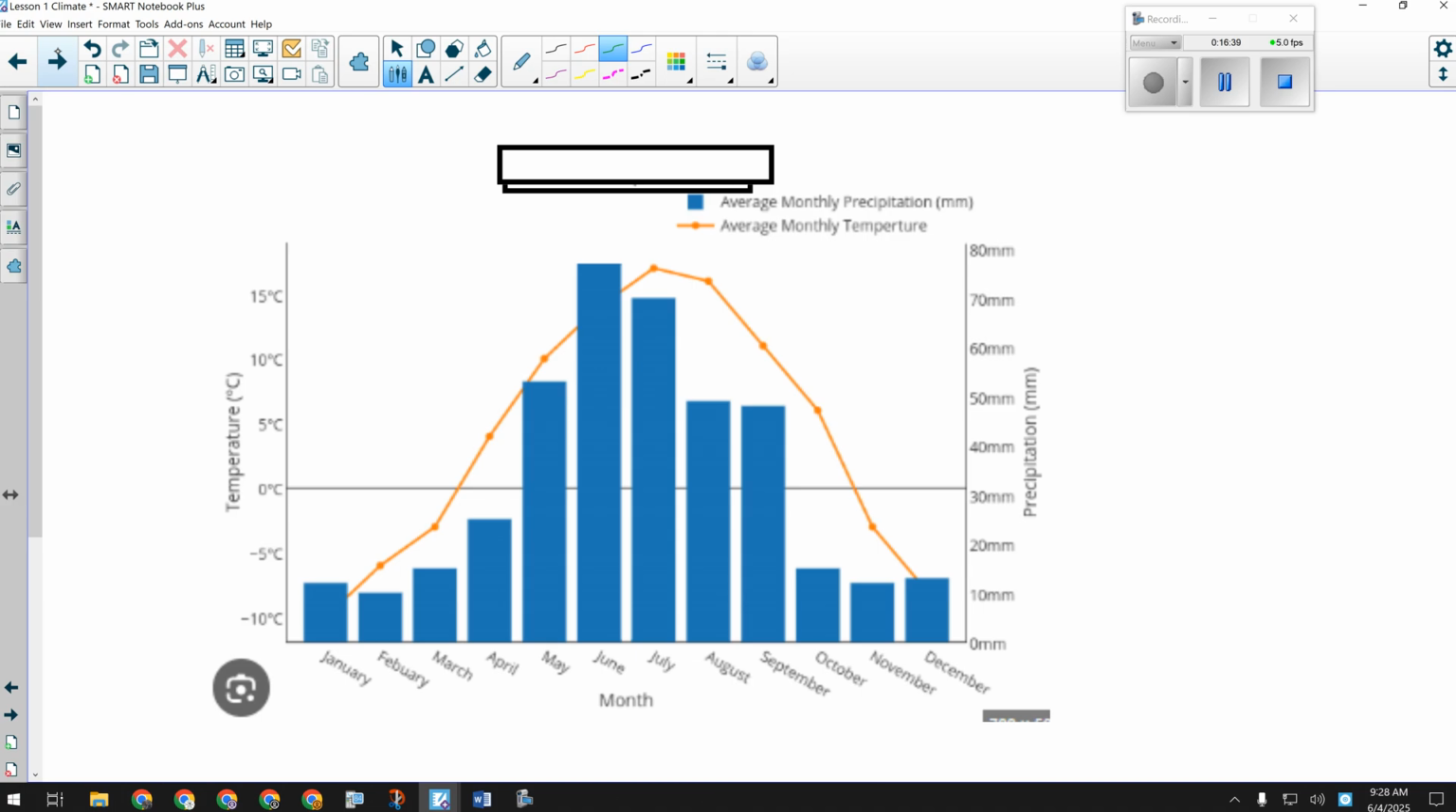Yeah, pretty far away, all right? How do we know that? Well, it's got a bell curve, right? The temperature line is a bell curve. In the summer, the warmest months, we're looking at between 15 and 20. Coldest months, -10 or maybe even a little lower.